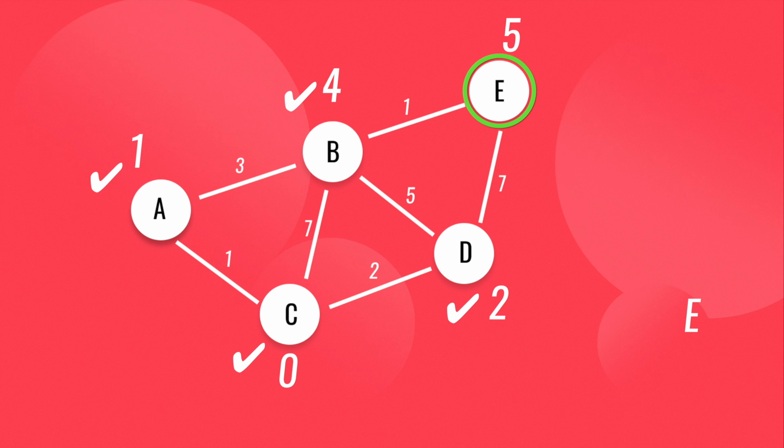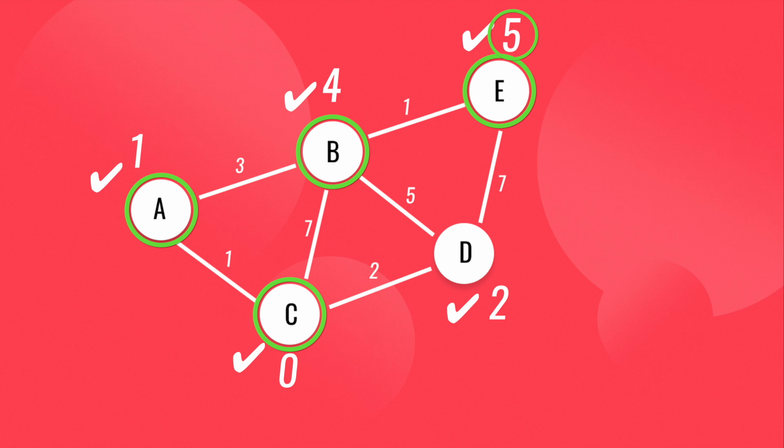Finally, we have E. Since all of E's neighbors have been visited, we mark it as visited, and that's it, we have our answer. To go from C to E, the smallest cost is 5, and we will have to go through C, A, B, then finally E. The algorithm also shows the shortest distance from the start node C to all the nodes in the graph.